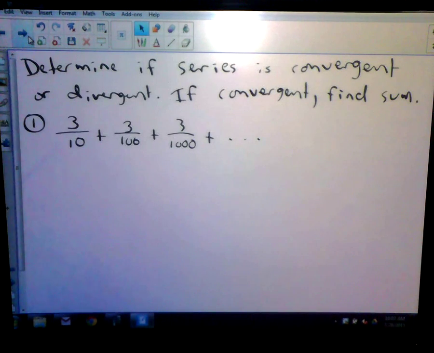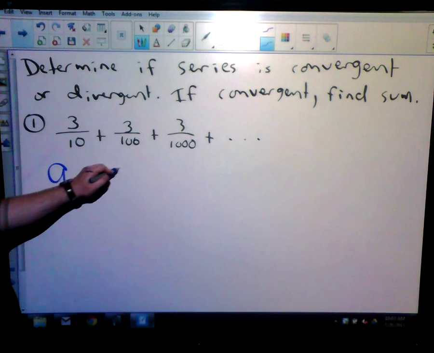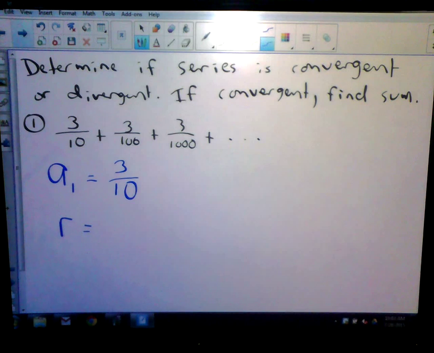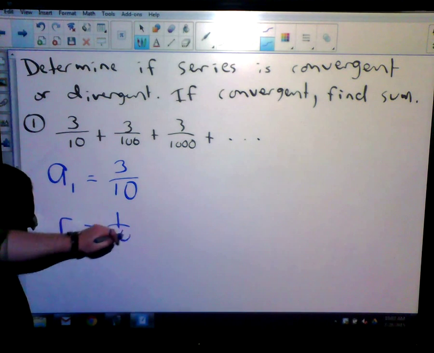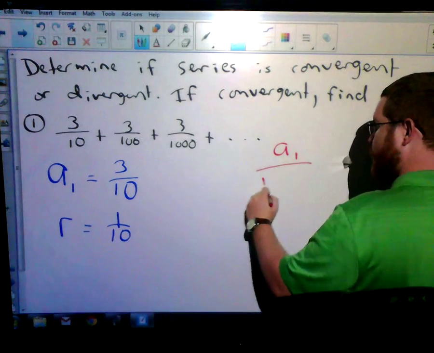For example, if I take a look at this problem, is it convergent or divergent? And if it converges, what does it converge to? Well, I need to know what the first term is. The first term is 3/10. I also need to know what I'm multiplying by. What am I multiplying by? 1/10. The formula says it is a sub 1 over 1 minus r.